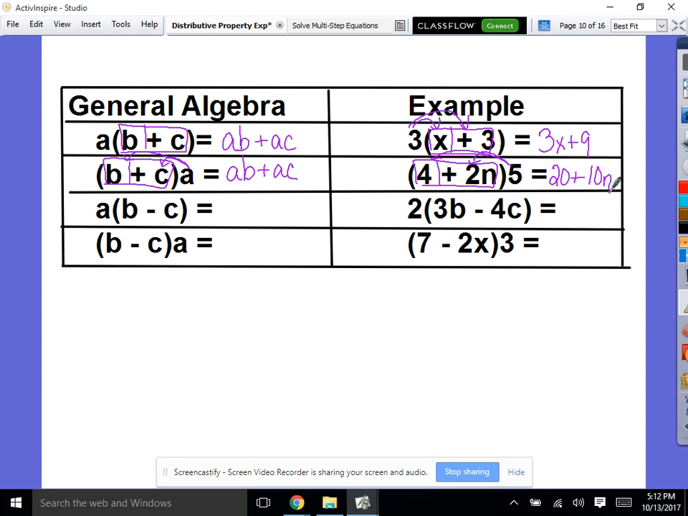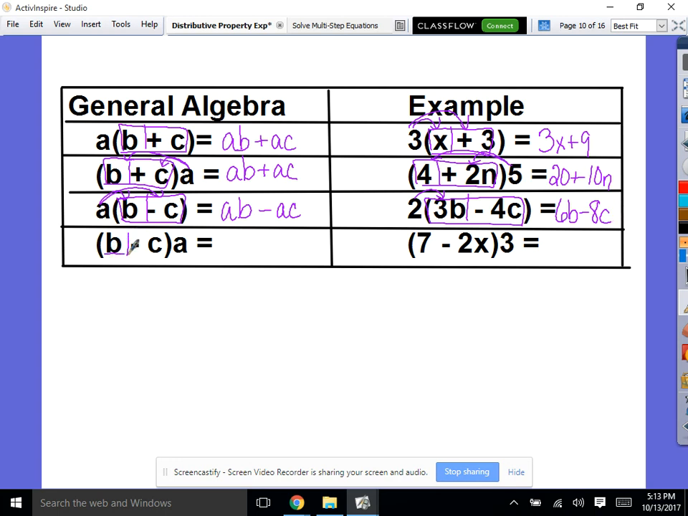We can also distribute when we have subtraction inside of the parentheses. We're still going to do the same thing. A times b is ab, but a times negative c would be negative ac. So an example: 2 times 3b, 2 times 3 is 6b. 2 times negative 4c is negative 8c.